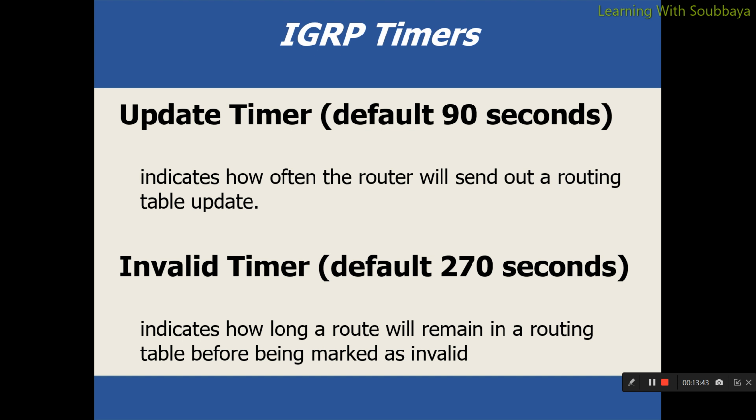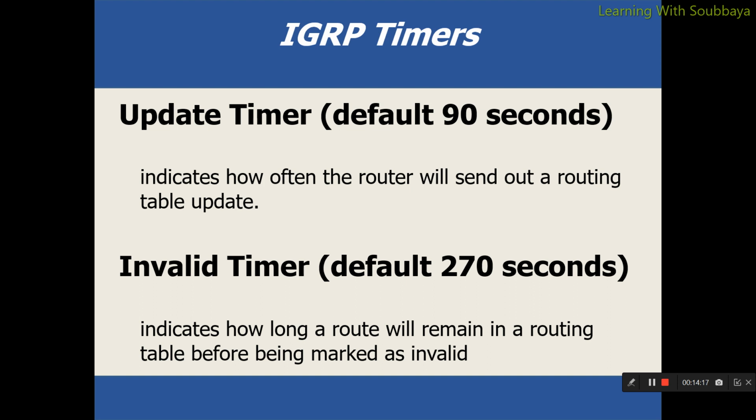So what does the update timer represent? The update timer represents how often the routing update is sent from one router to another router. It indicates at what frequency the update is sent from one router to another, every 90 seconds. In the RIP protocol, what happens? It sends the complete routing table to its neighbor every 30 seconds. Here, the IGRP protocol sends the complete routing table to its neighbor every 90 seconds.